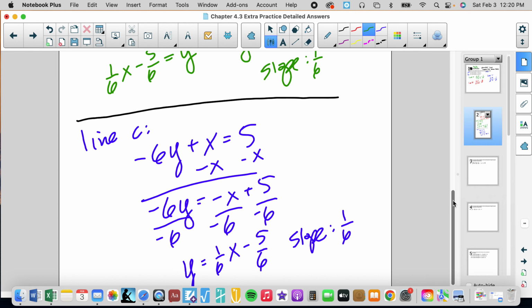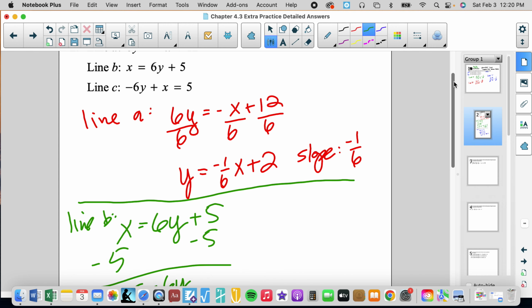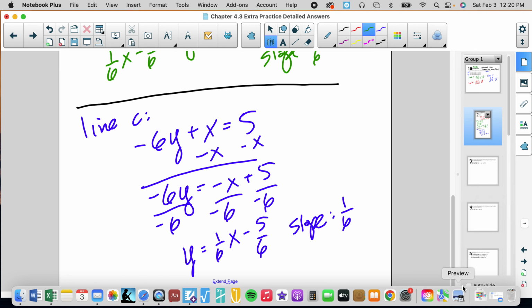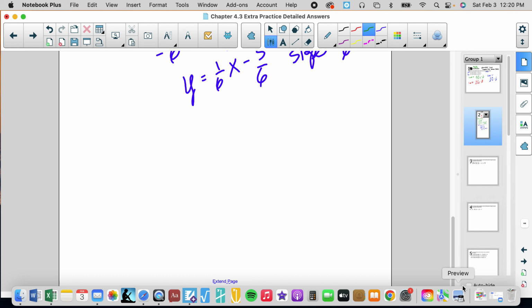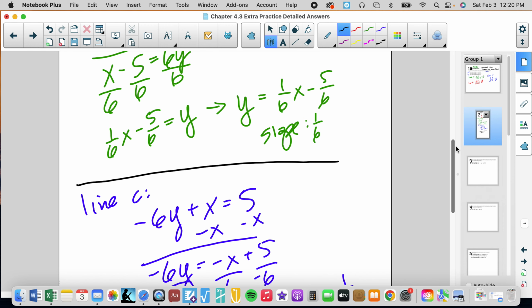So there's a difference between being parallel. Parallel are two distinct lines. So line B and line C are actually the same line. So I don't know. So we'll say line B and C are the same line. And they're the same line because they have the same slope and the same y-intercept.